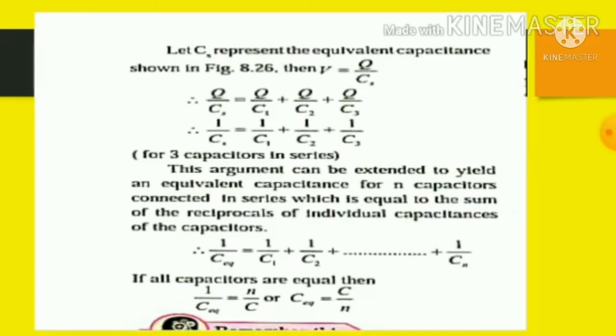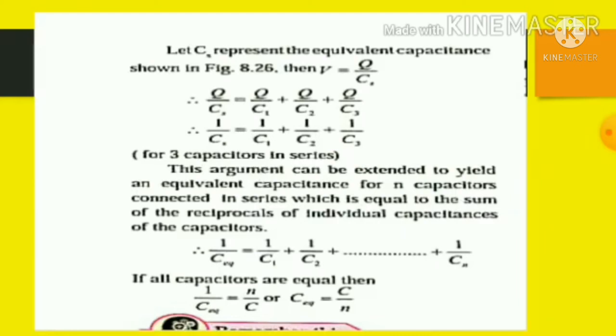Then from figure 8.26 we can write V equal to Q upon CS. Then substitute this value in the above equation, then we can write, therefore, Q upon CS equal to Q upon C1 plus Q upon C2 plus Q upon C3.